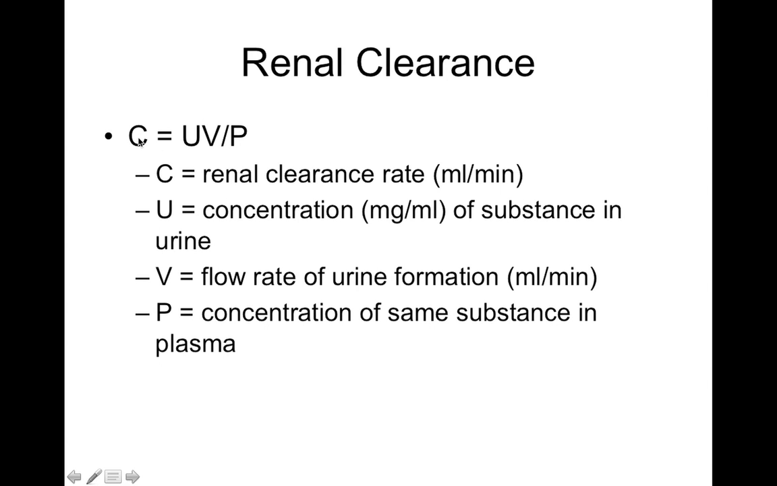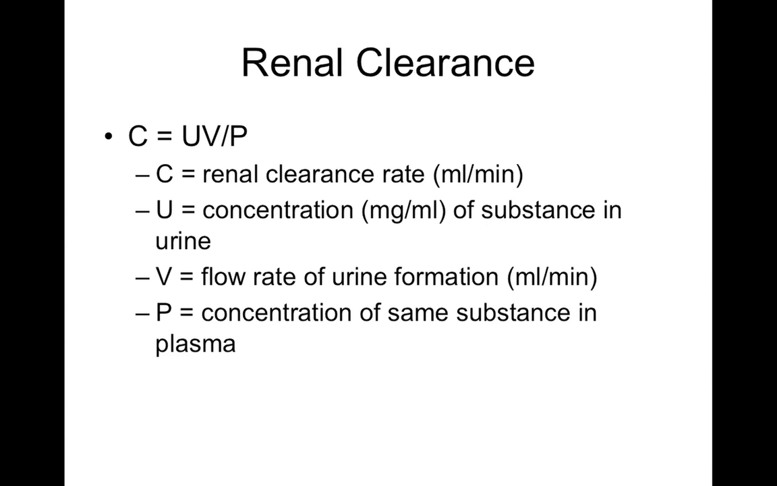Our equation tells us that renal clearance rate in mL per minute is equal to the concentration of a substance in urine times the flow rate of urine formation, divided by the same concentration of that substance in plasma, right? Basically, this is saying how much of the substance ends up in your urine as a function of how much urine you're making, divided by how much of that substance you had in your blood to begin with. And that tells you how quickly it was cleared out of your body.